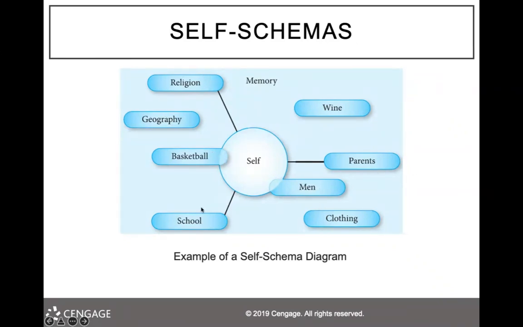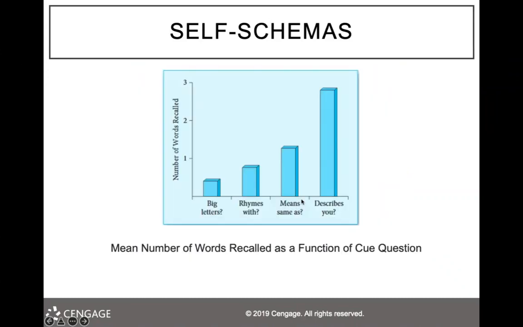Like, do I like wine? Am I close to my parents? All of that is your self concept and self schema. And they found that people's recall actually got really good when they were given words that describe themselves.